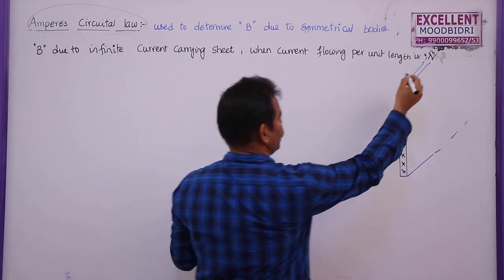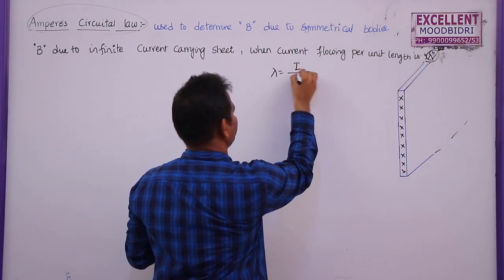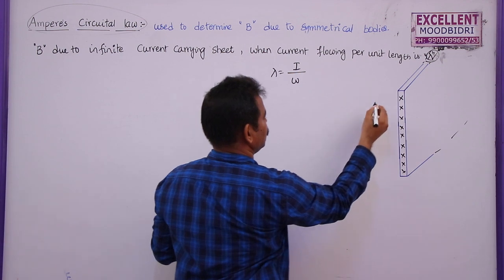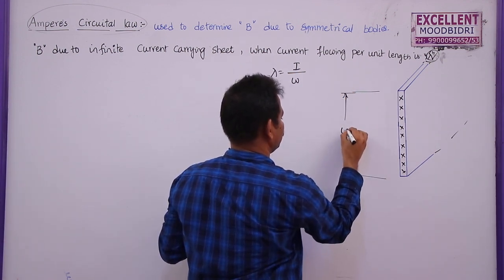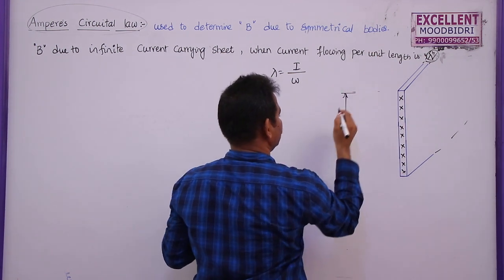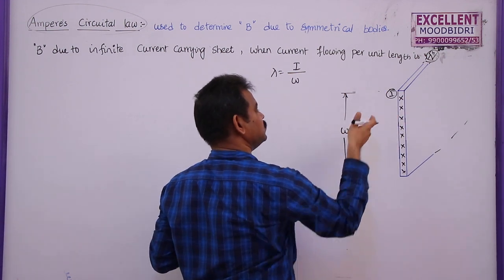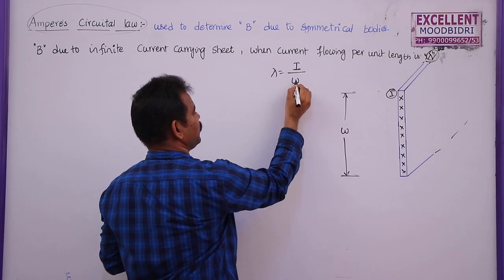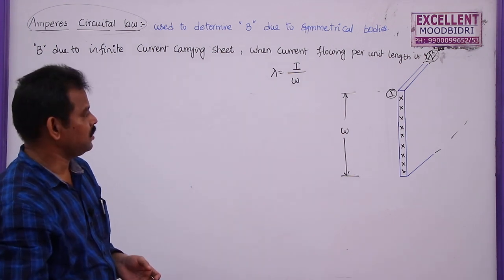So in this it is given lambda. Lambda is the total current per unit width. So the total width of the sheet is given as W. So what is the total current here? I. Total current is I, which is acting into this one. Total current by total width is called current for unit width, which is given as lambda in this case.